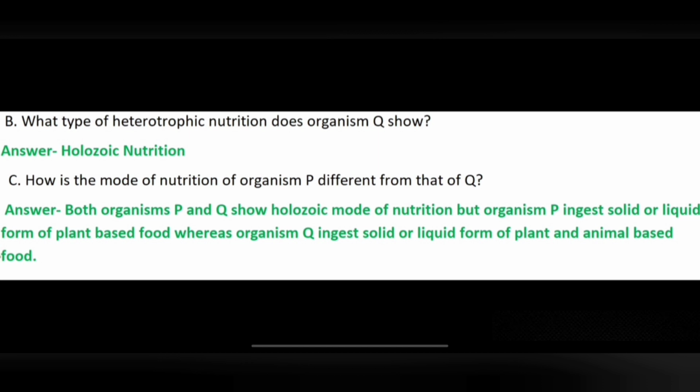Question C is, how is the mode of nutrition of organism P different from that of Q? So the answer is that both organisms P and Q show holozoic mode of nutrition, but organism P ingests solid or liquid form of plant-based food, whereas organism Q ingests solid or liquid form of plant and animal-based food. So this is all about lesson 3.